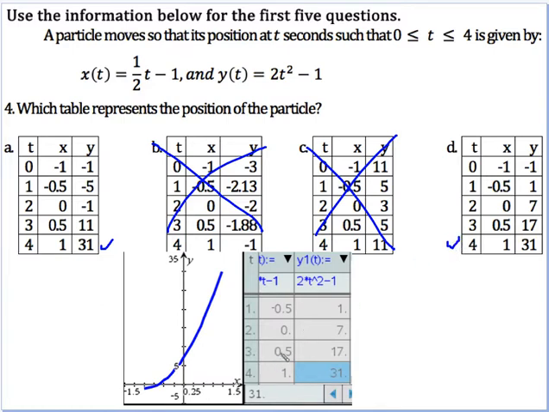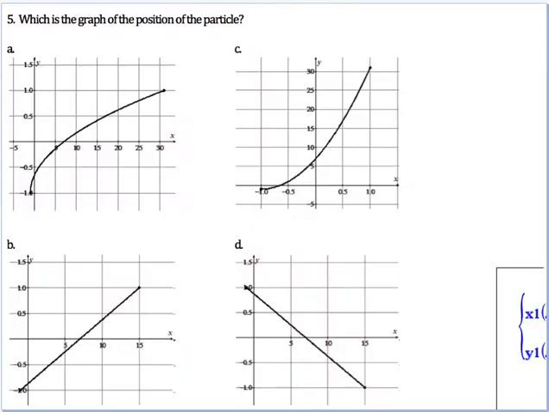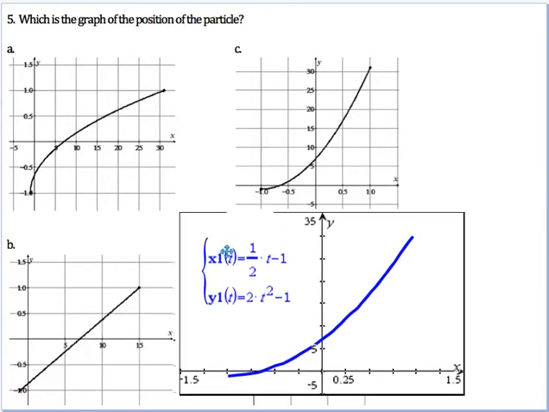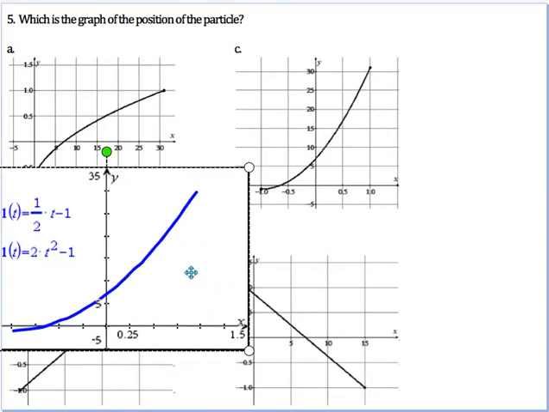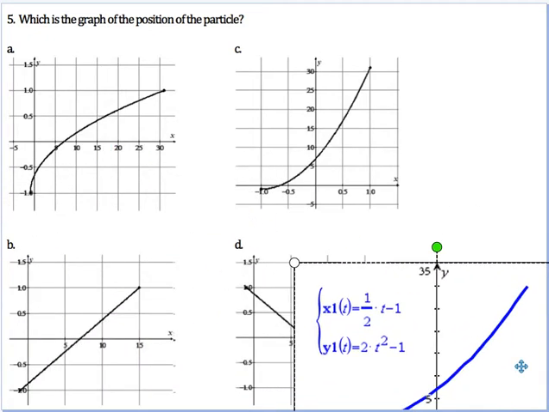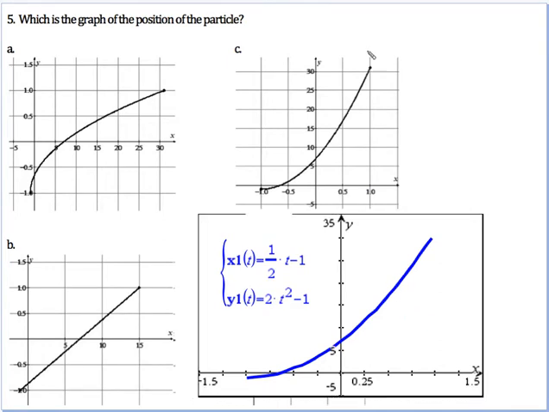All right, now let's check some of the other values. For 3, should have 0.5 and 17. 0.5 and 17, that one's good. Over here, 0.5 and 11. A is out, so the correct answer is D. And if I'm not sure, I'll go ahead and look at the rest of the table values, and lo and behold, the rest of them are correct. All right, moving on. Which graph represents the position of the particle? Well, we've already graphed it, so we can just look at the graph and compare them. It's definitely not A, definitely not B or D, so the correct answer would be C.